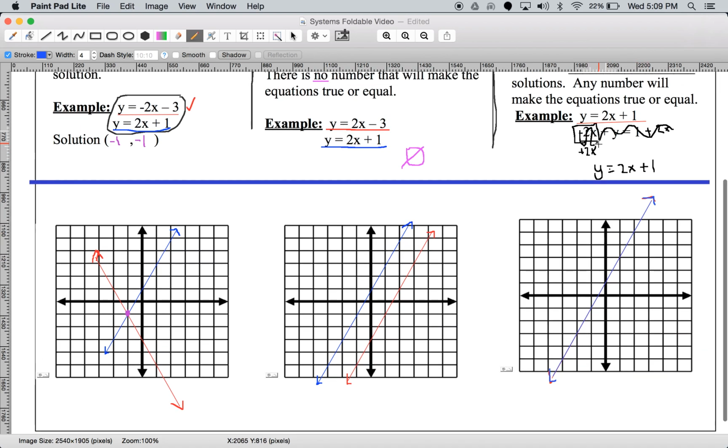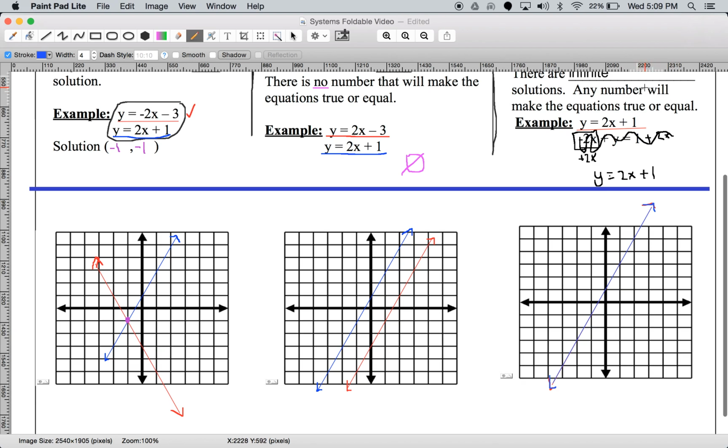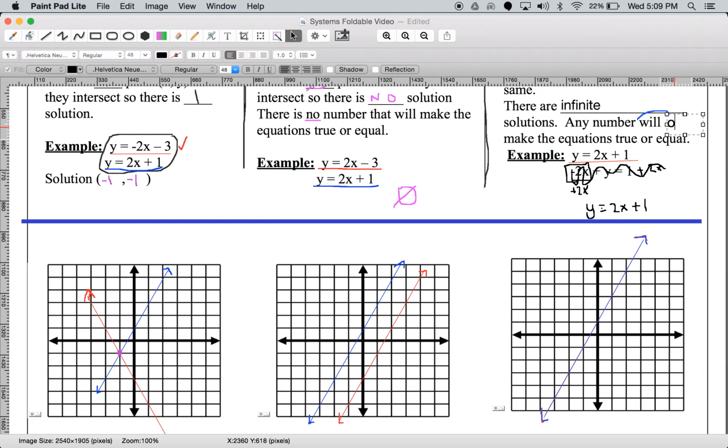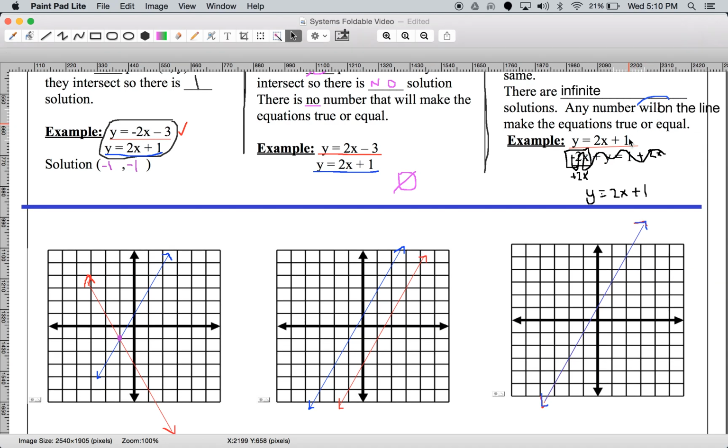So I don't like this part. Any number will make the equation true. We should probably write any number on the line will make the equation true. So figure out a way to do that for me on the line. Let's see. You guys know what that means. Something like that. Any number on the line will make the equations true or equal.